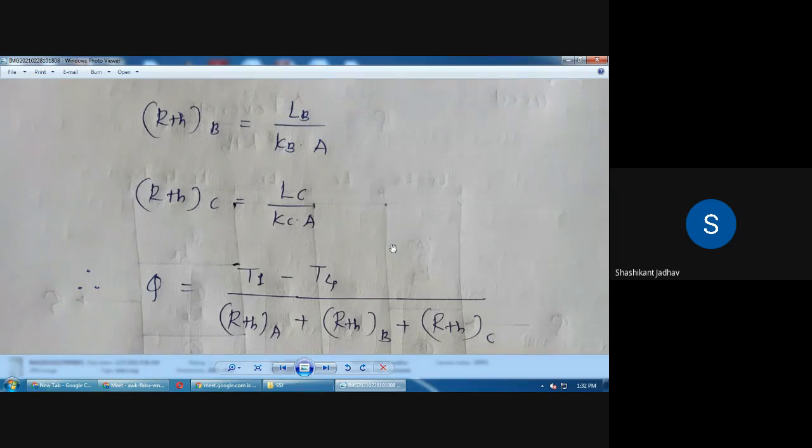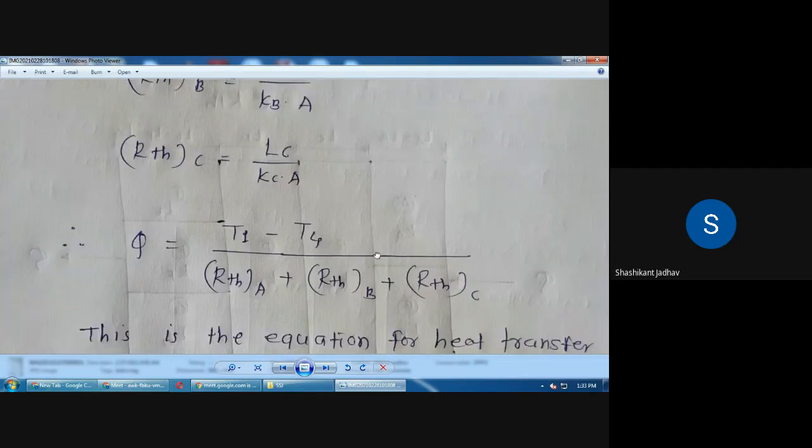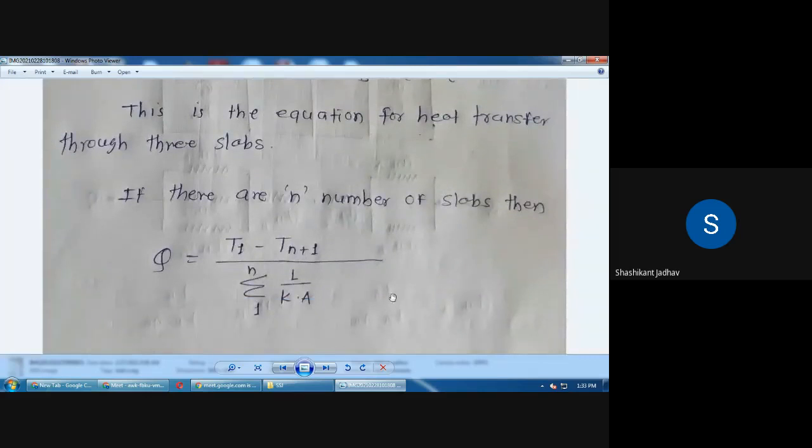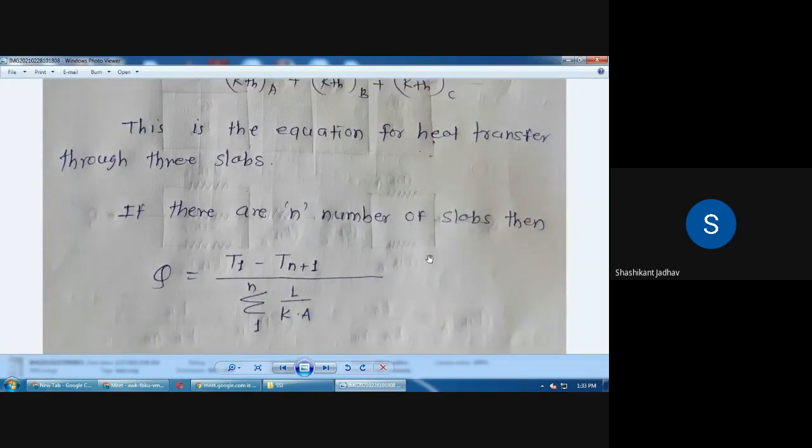Correct. When there are 3 layers, what do we say? T1 minus T4. If 3 layers are there, then T4 is there. If n number of layers is there, then instead of T4 what will happen? Tn plus 1 is there. You have to increase by one more than the number of layers, because with 3 layers what temperature range did we get? T1 minus T4. If n number of plates are there, then T1 minus Tn plus 1. Okay, and at the denominator what will happen? At the denominator, summation of L by K changes from 1 to n. Okay, so write down this.